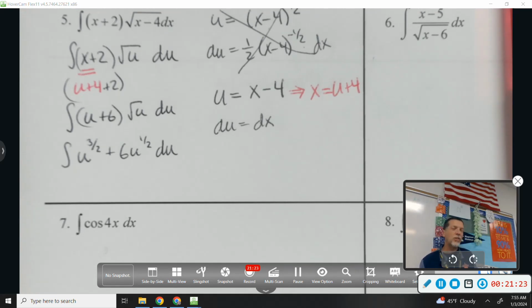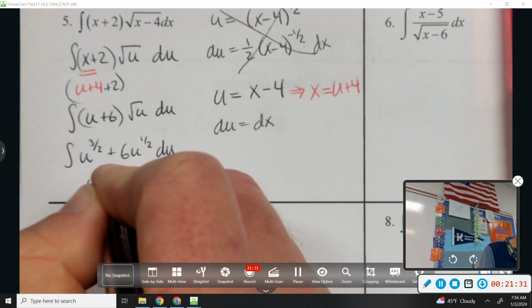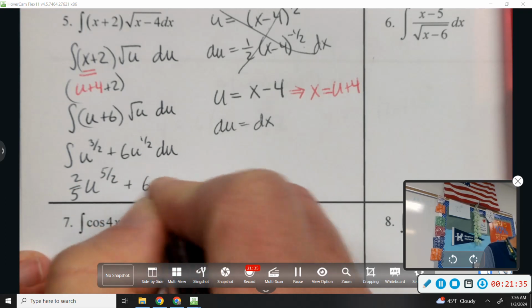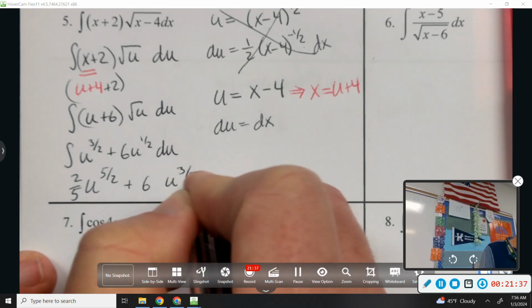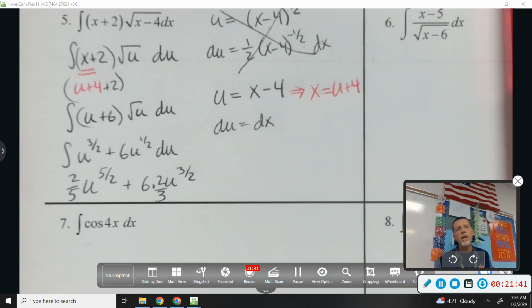And now this is supposed to be an easy problem. Increase the power by 1, divide by the new power. So u to the 5/2 times 2/5 plus u to the 3/2 times 2/3. It's occasionally tempting to leave it like that because we did all the hard work. We did the integration. What's not right about that?